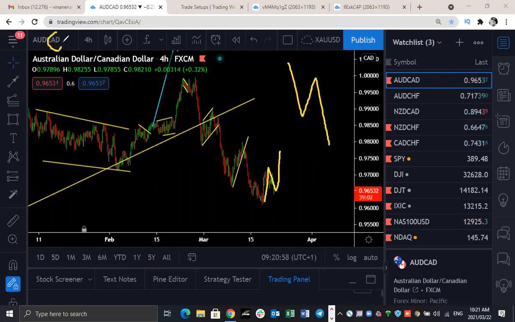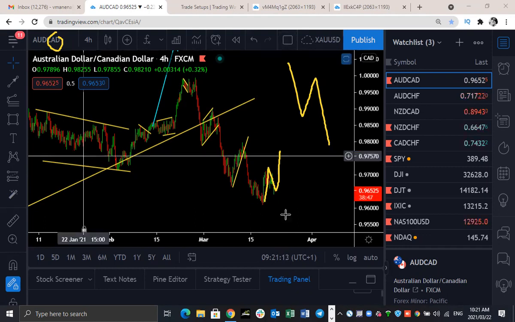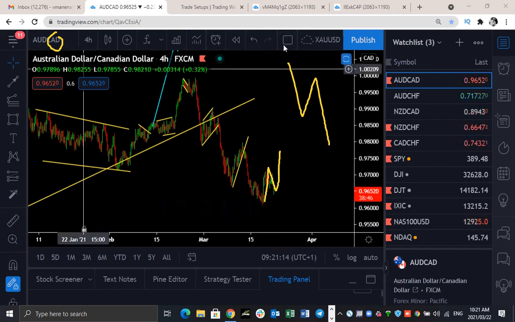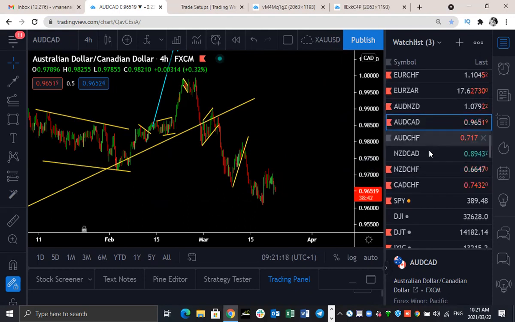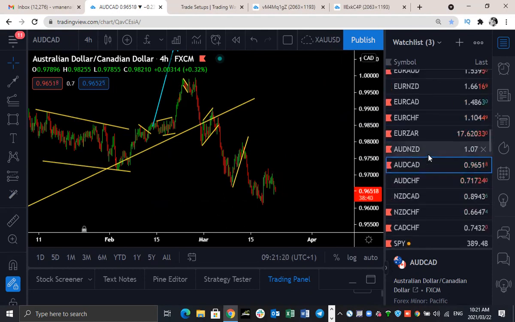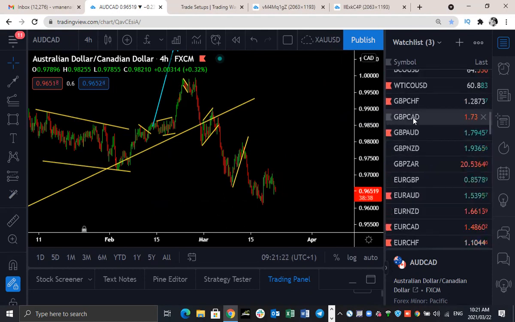This is because the CAD here is a quoted currency. So if the CAD is weak short term, we're going to see the bounce. When this is weak, we see a bounce. So oil is correcting. So that's why we're seeing a bounce on the pairs that have got a CAD as the quoted currency. Let's look at pound CAD and euro CAD as well.